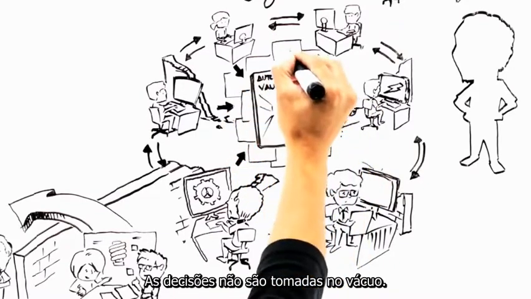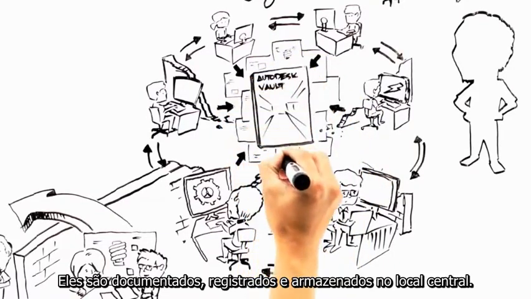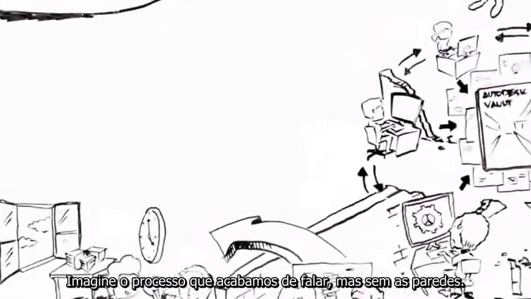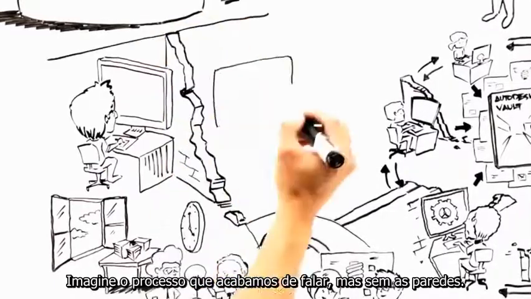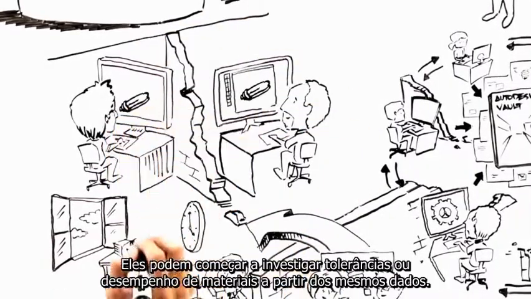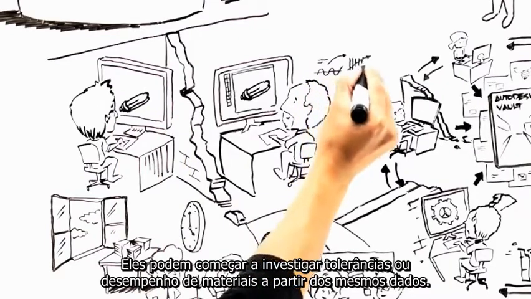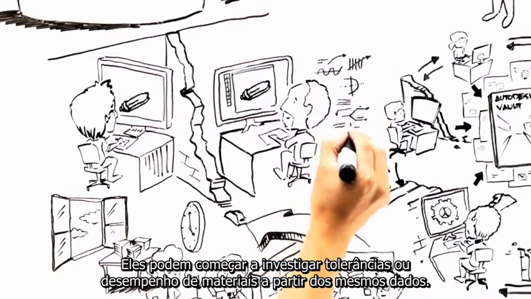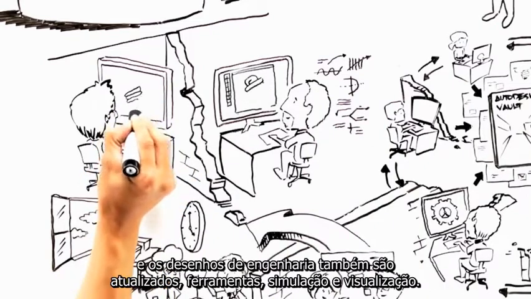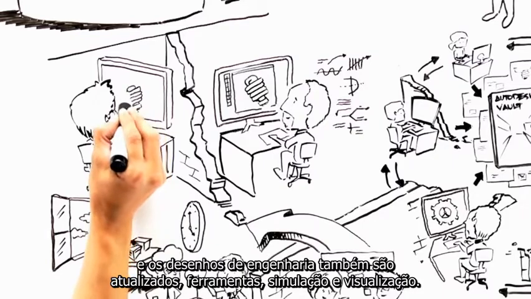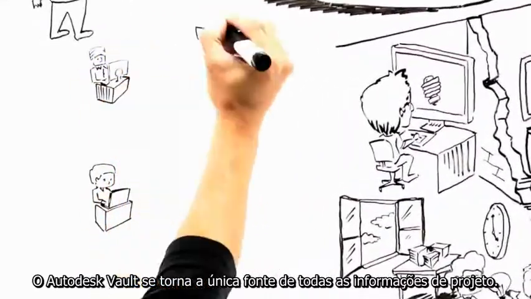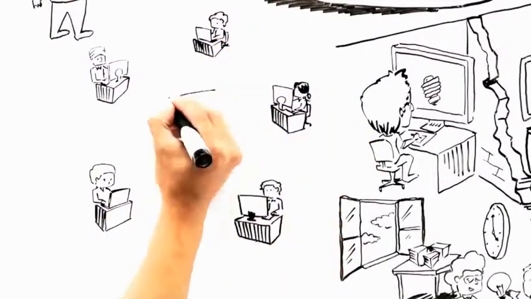Decisions don't get made in a vacuum. They get documented, recorded, and stored in a central location. Imagine the process we just talked about, but without the walls. Designers start to create, and engineers can see the ideas already. They can start to investigate tolerances or materials performance from the same data. And when the design changes, that decision gets processed and documented. And the engineering drawings get updated as well, and tooling and simulation and visualization. Autodesk Vault becomes the single source of all design information.